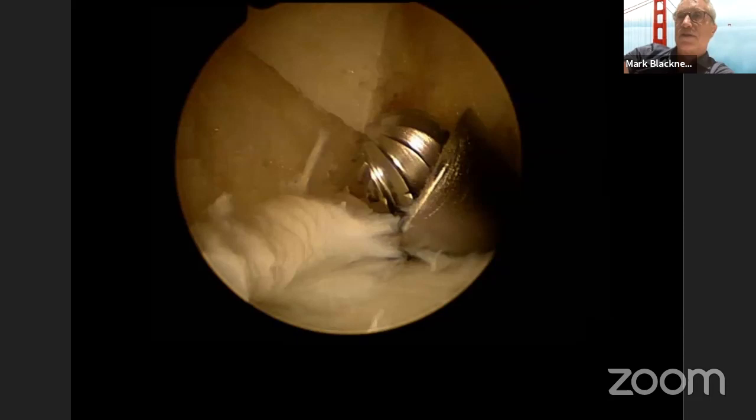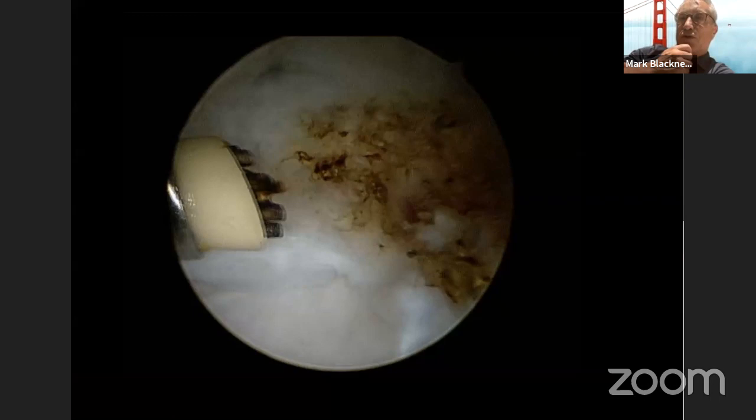Arthrofibrosis, we saw before that it's very useful to use an arthrowand. This is very tough tissue, and to remove it with a shaver is very hard. Sometimes I even use a knife just to break it up a little bit and use the arthrowand, but you've got to be careful not to damage the articular surface.